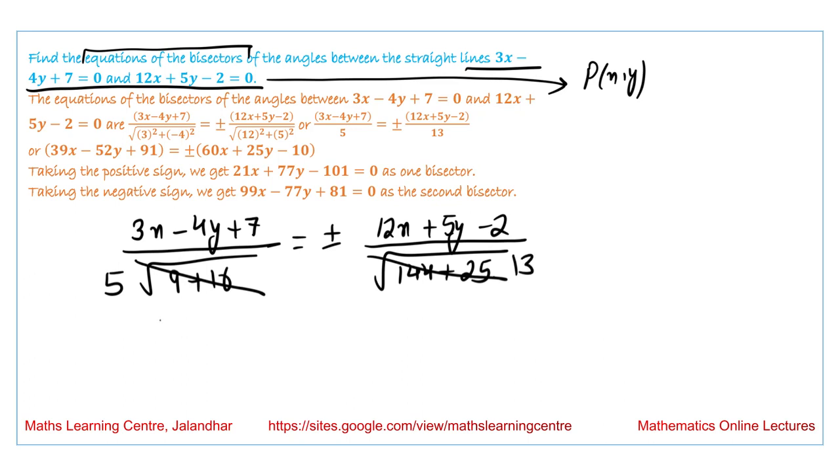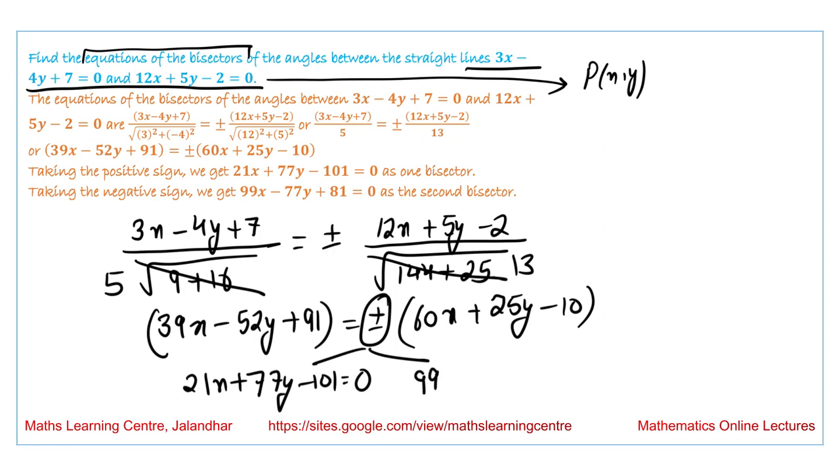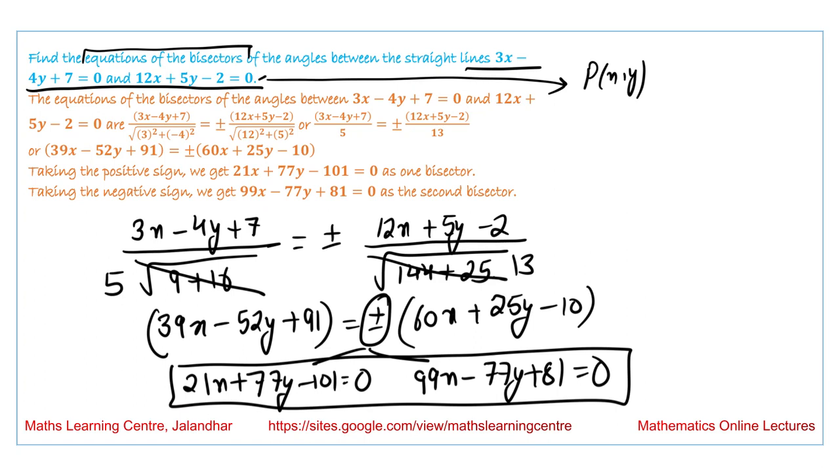and on cross multiplying we obtain 39x minus 52y plus 91 equals plus minus (60x plus 25y minus 10). Now corresponding to the plus minus sign, we will have two equations. One is 21x plus 77y minus 101 equals 0, and second is 99x minus 77y plus 81 equals 0. So these are the equations of two lines which are the angle bisectors between these two lines.